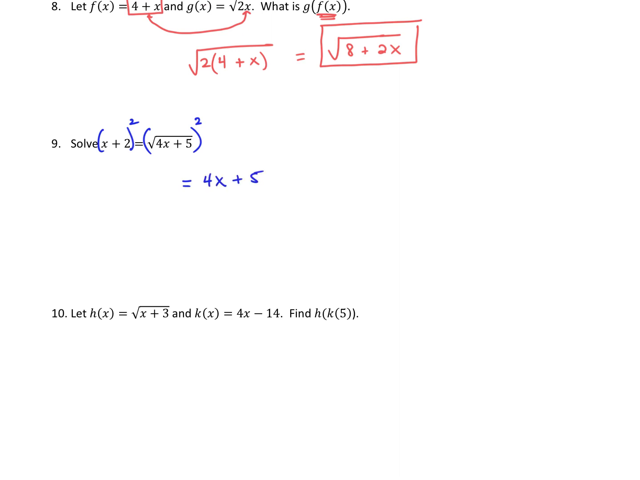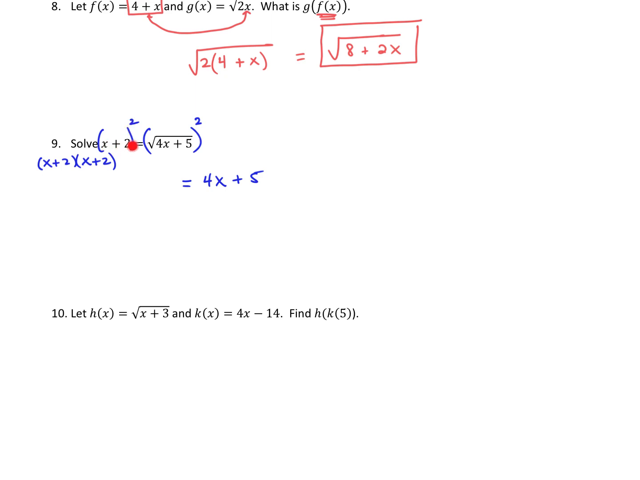On the left, however, we are squaring a binomial. So that x plus 2 squared actually is x plus 2 times another x plus 2. We have to multiply this out. I can't just square the x and square the 2. You do not get the correct answer when you do that. That's the number one mistake students will make on a problem like this.